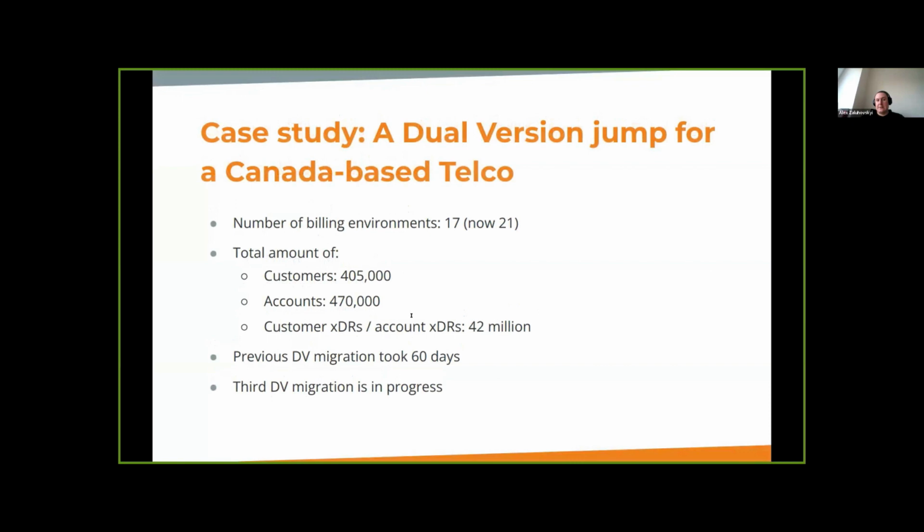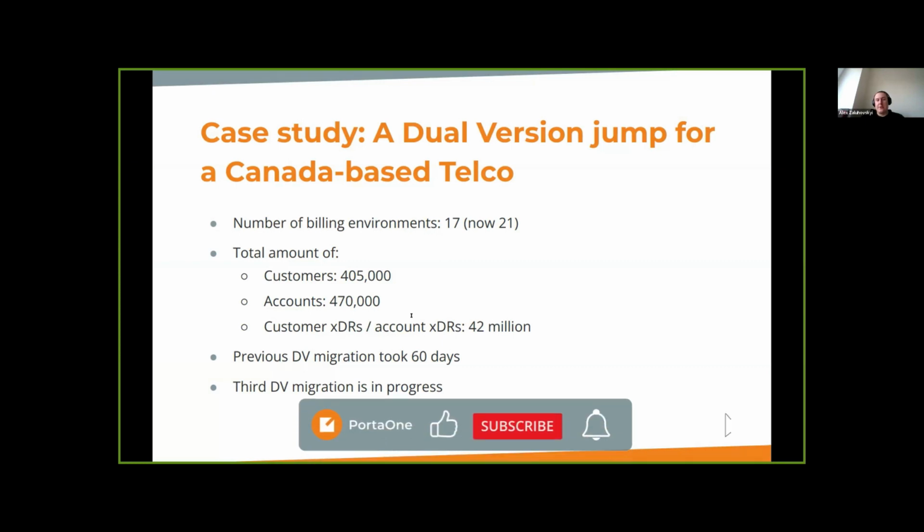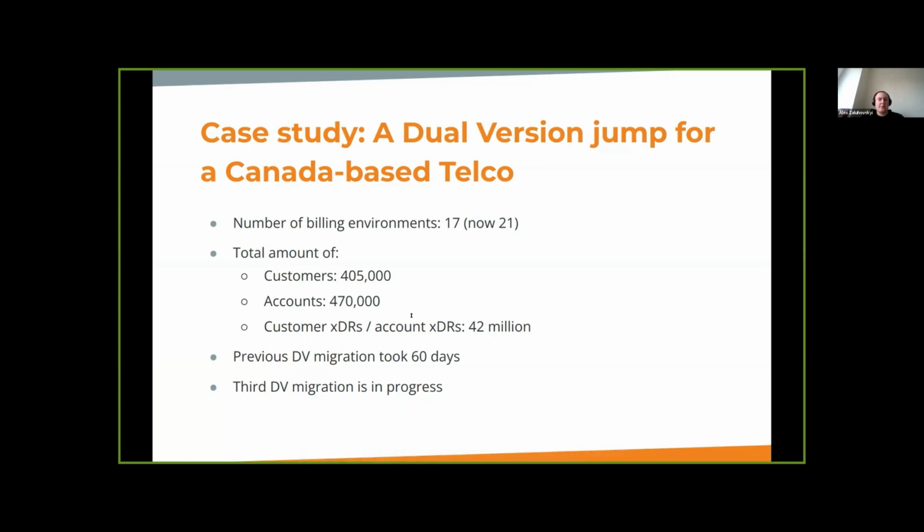Now, our Canadian customer. They started using the PortaOne dual version solution from MR70, and they have also already passed 2 successful dual version migrations. This is quite a big customer, and their peculiarity is the number of billing environments, where almost every environment represents a separate business or company. From a service perspective, those environments represent a mixture of different flows, including residential voice over IP, hosted PBX, and so on. Almost 500,000 customers, almost the same number of accounts, and 42 million XDRs that had to be migrated.